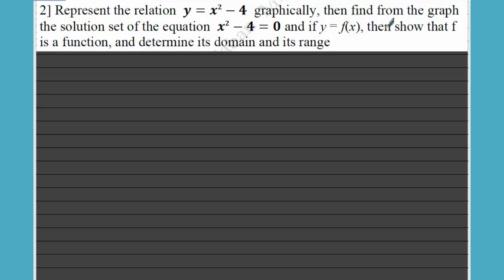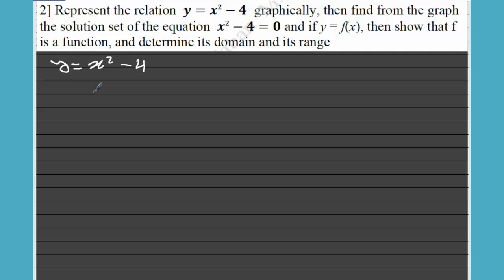Example 2. Represent the relation y equals x squared minus 4 graphically. Then find from the graph the solution set of the equation x squared minus 4 equals 0. And if y equals f of x, then show that f is a function and determine its domain and its range.